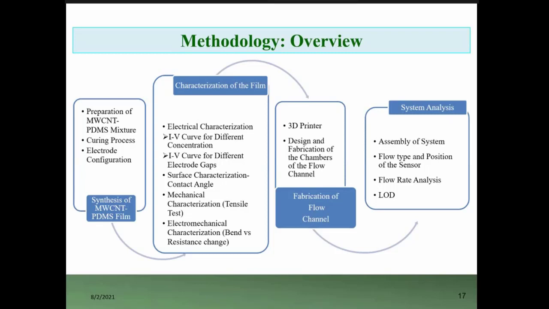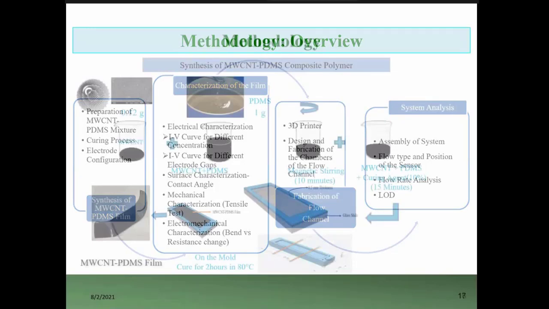And finally, in the characterization, the electromechanical characterization was performed, where the change for different bending angles was observed. Then in the third section of the methodology, the flow channel was fabricated using 3D printer technology. In the fourth step, the system was assembled with the fabricated thin film, and the flow type and the position of the sensor inside the flow channel were analyzed. After that, different flow rates were checked to see whether the sensor can detect them or not. So now I am going to describe the methodology one by one.